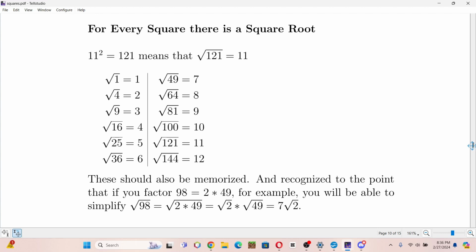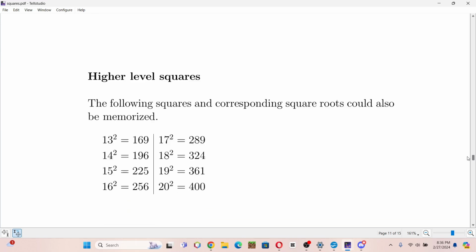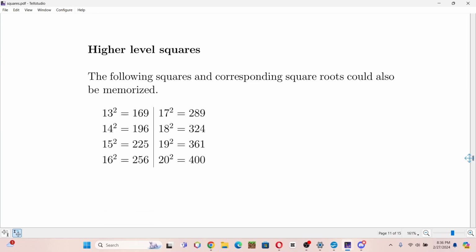Root 81 equal to 9, root 100 equal to 10, and root 144 equal to 12 can be done either in a purest way with more steps or by the shortcut method. It's faster and easier if memorized and recognized, but very doable if not. These are the next 8 higher level squares. Memorizing these could now and again be useful.